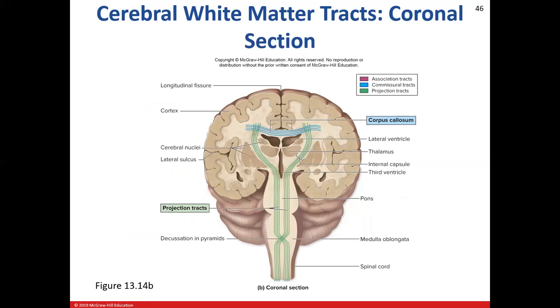If we look at more of a coronal section, you get a better idea of what these commissural fibers do. Again, we're connecting one side to the other. And then you'll also notice in green that we do have projection fibers. Again, projection fibers are going from upper levels of the brain to lower levels of the brain or spinal cord. And so we have this projection of these fibers going all the way down through the brainstem and down into the spinal cord as they project from one location to the other.